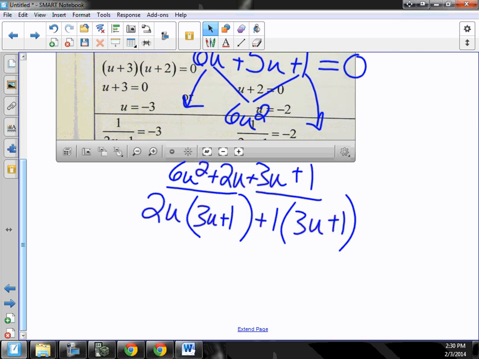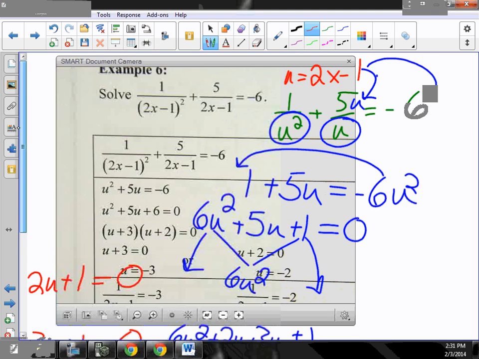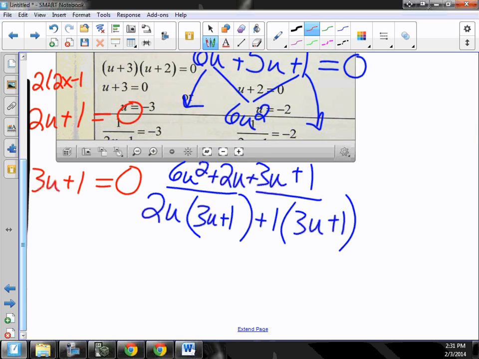So I'm left with 2U plus 1 equals 0, and 3U plus 1 equals 0. What does U equal? What was it? I don't remember. 2x minus 1.